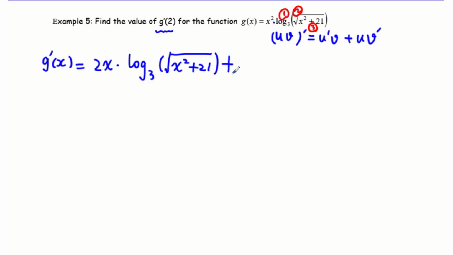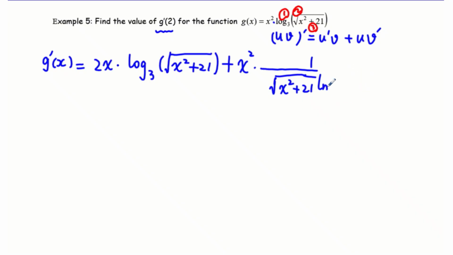Then plus u stays here, then take the derivative of the log first. It is the reciprocal of the power, x squared plus 21, and don't forget it's the natural log, where the base is the natural number. Then continue to do the log of the square root. I will write it closer to give me more space.